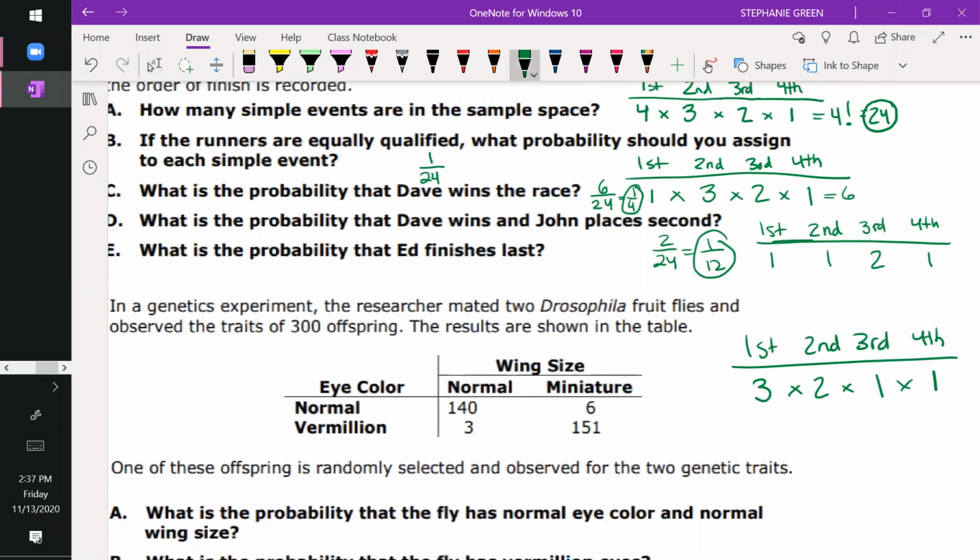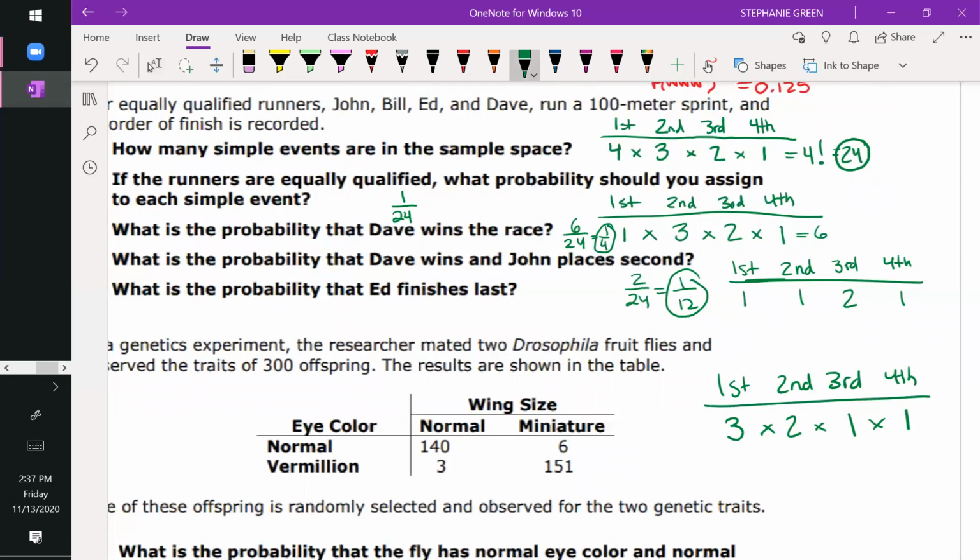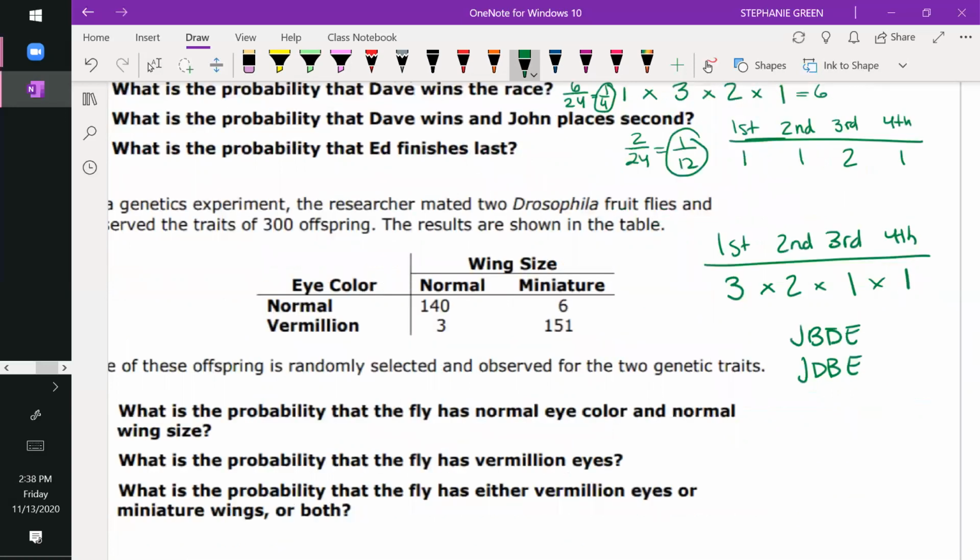Let's just see if we can write all those down real quick. We had John, Bill, Ed, and Dave. Let's see, John, Dave, Bill, Ed. We wanted 6. Let's see if we can get all 6. Bill, Dave, John, Ed. Bill, John, Dave, Ed. Dave, Bill, John, Ed. Dave, John, Bill, Ed. 1, 2, 3, 4, 5, 6. There they are. There's all 6 ways I could place where Ed would be in last.